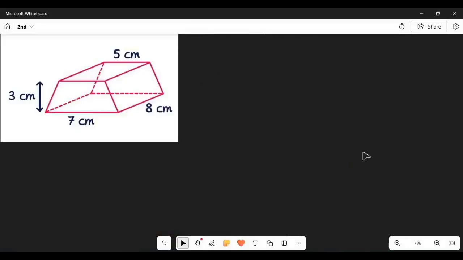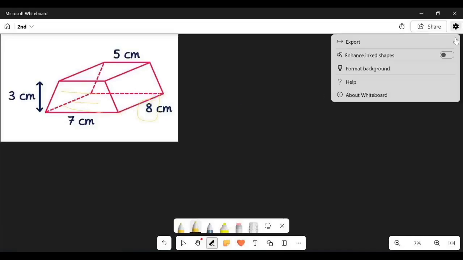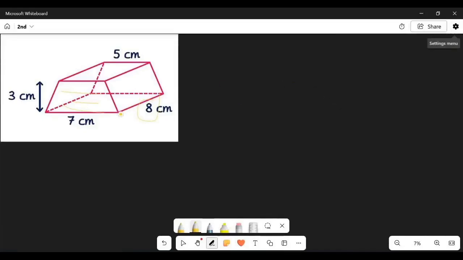So now we have a little more complex figure. So let's find the volume of it. This is a 3D trapezium. So to find the volume, we have to find the area of the cross section first, and then we have to multiply it with the length, that is 8. This is the length.